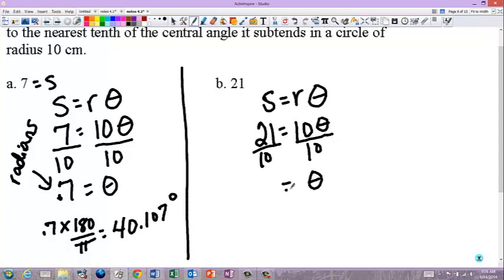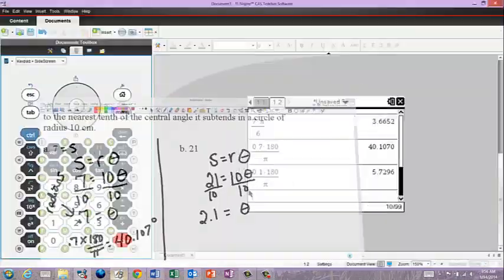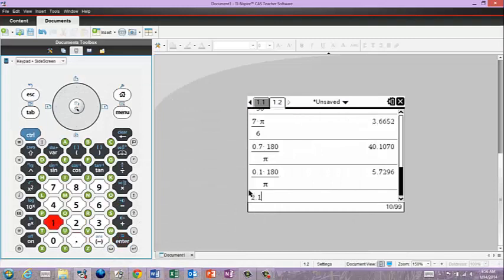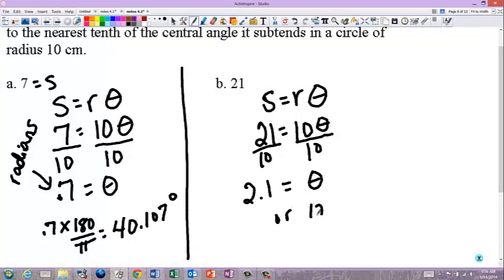So theta would be 2.1, or 2.1 times 180 over pi, 5.7 degrees. I think I typed that in wrong. Sure did. 2.1, not 0.1, times 180 over pi. About 120.3. That's a little bit better. Or 120.3 degrees, because you have to do 2.1 times 180 over pi to get it in degrees.